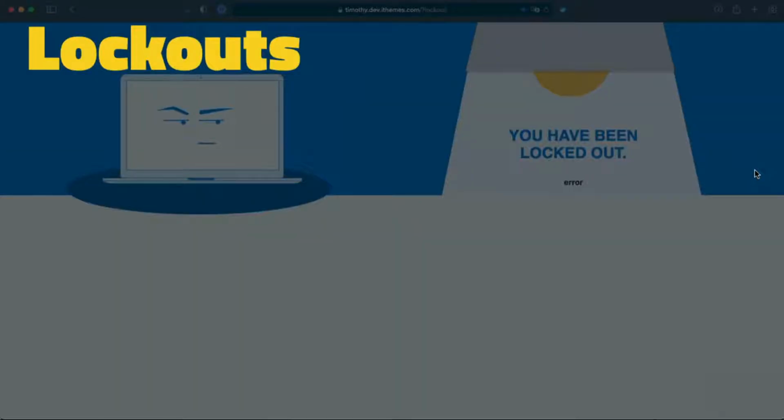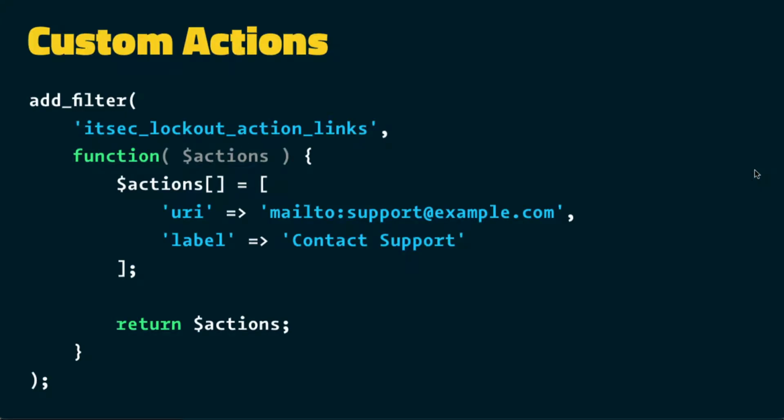Okay, so let's get to one of them. The first one I want to talk about is the lockout screen. So this is the lockout screen that you get by default in iThemes Security. And there are a couple of actions and filters that let us make some customizations. The first one is adding custom actions. We have this ITSEC lockout action links filter that you can use, and you can use this to add additional actions or additional buttons to the iThemes Security lockout page.